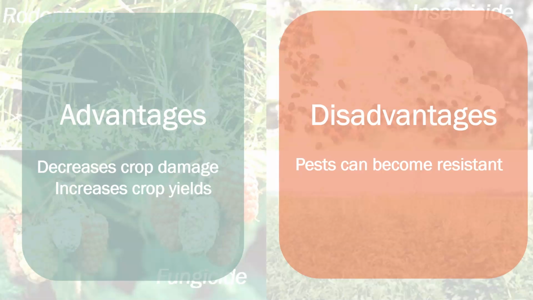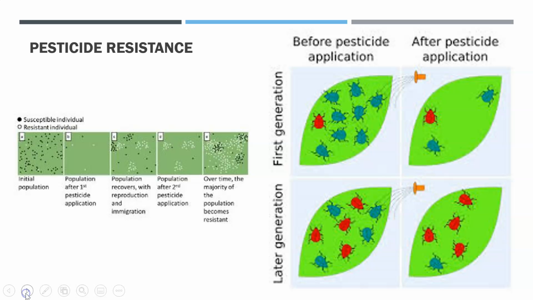So as we've seen with antibiotic-resistant bacteria, the more you use, the more they become resistant because the ones that survive reproduce, pass those traits on, and before you know it, your treatments do nothing.